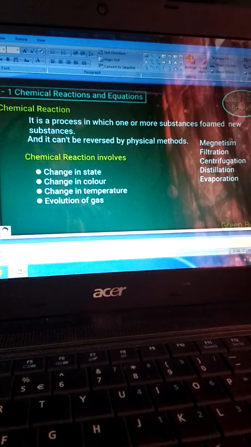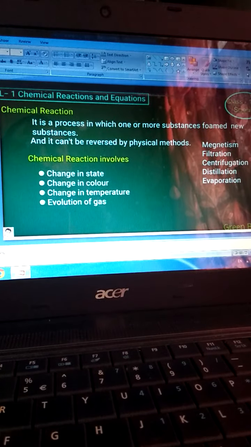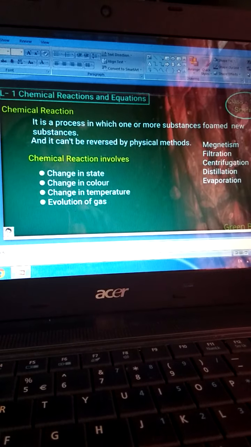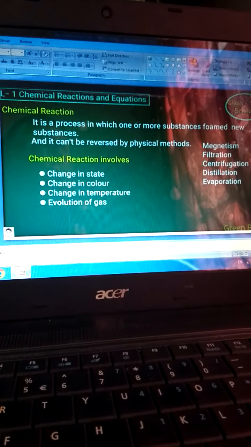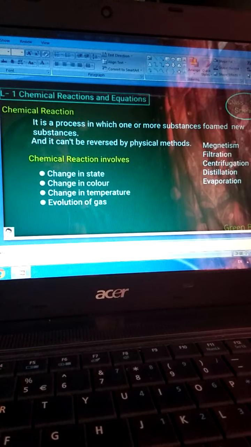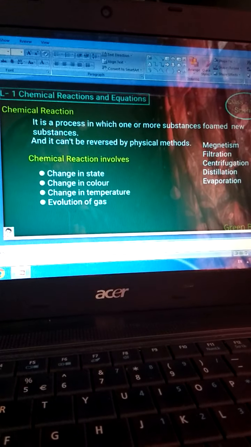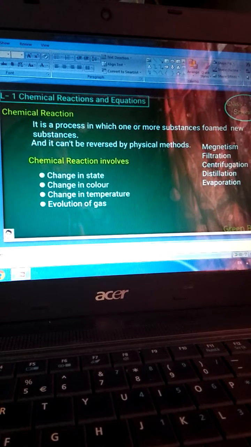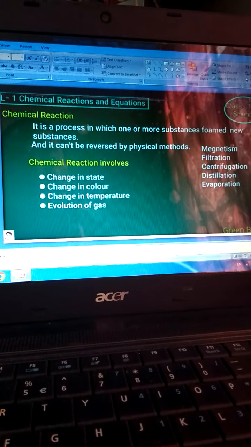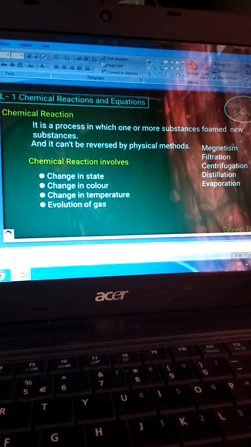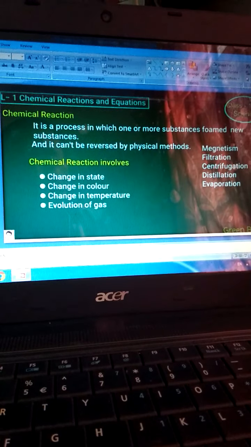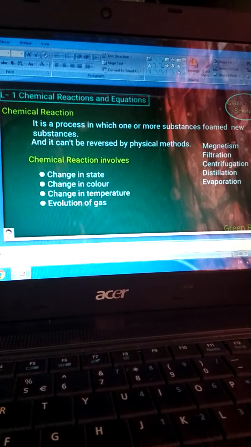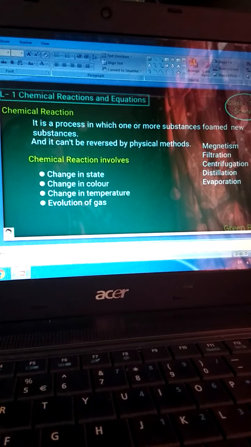So, dear students, we already know that there are many changes occurring in our day-to-day life. We observe lots of changes, and those changes can be classified into two types. One is physical change, another is chemical change. Now, what is physical change? Those changes which can be reversed by physical method are called physical change.